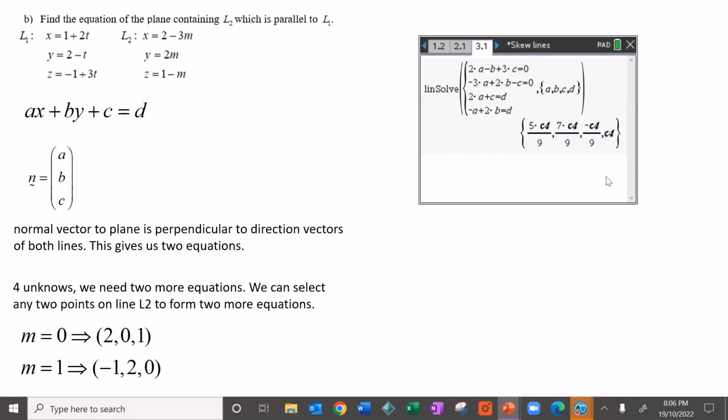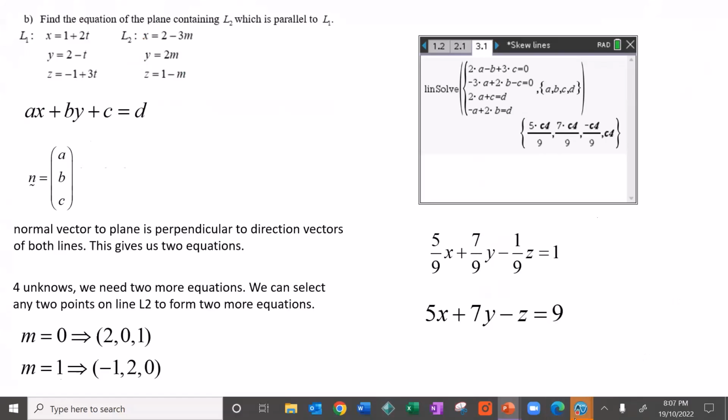And again, we get this funny answer. So how do we translate this into the equation of the plane? We can just copy 5 on 9x plus 7 on 9y minus 1 on 9z is 1. To make it a bit nicer, we multiply everything by 9, and this is the equation of the plane.